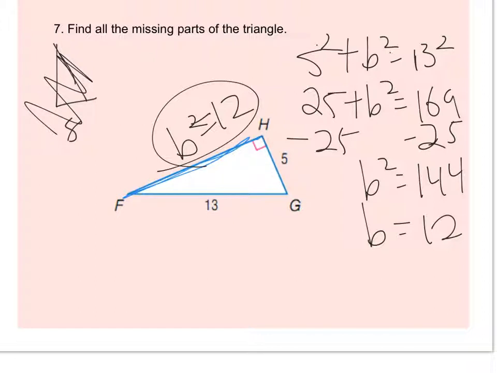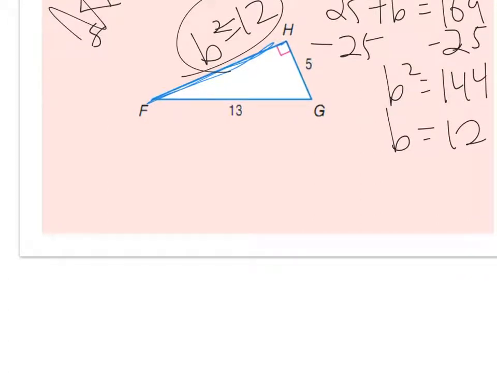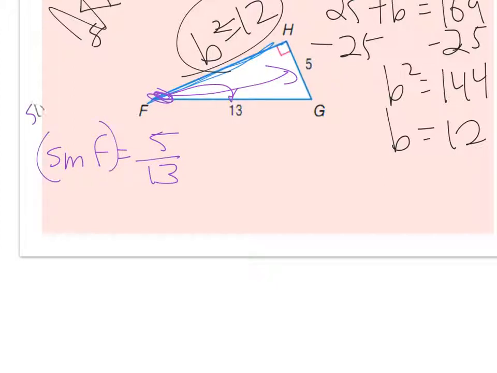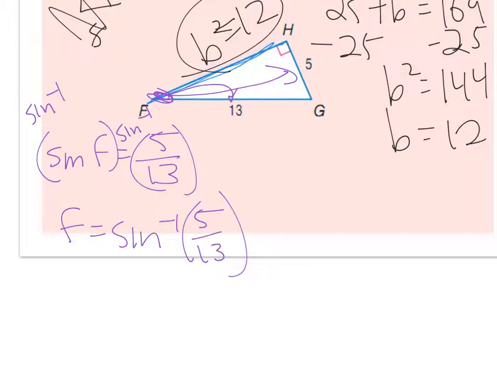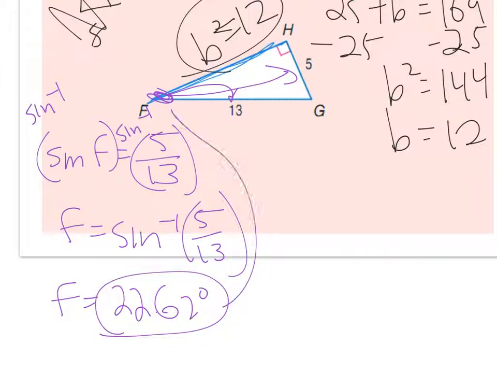Okay. So now part 2 of this is I got to figure out one of the angles. If I figure out one of the angles, I can figure out both of the angles because guess what? It's still a triangle and it's got to add up to 180. So if I look at f, I'll go opposite over hypotenuse. So the sine of f is going to be equal to 5 over 13. So get rid of this by taking sine inverse. So f is going to be equal to the sine inverse of 5 over 13. So angle F is going to be equal to 22.62 degrees. So that's how big F is.